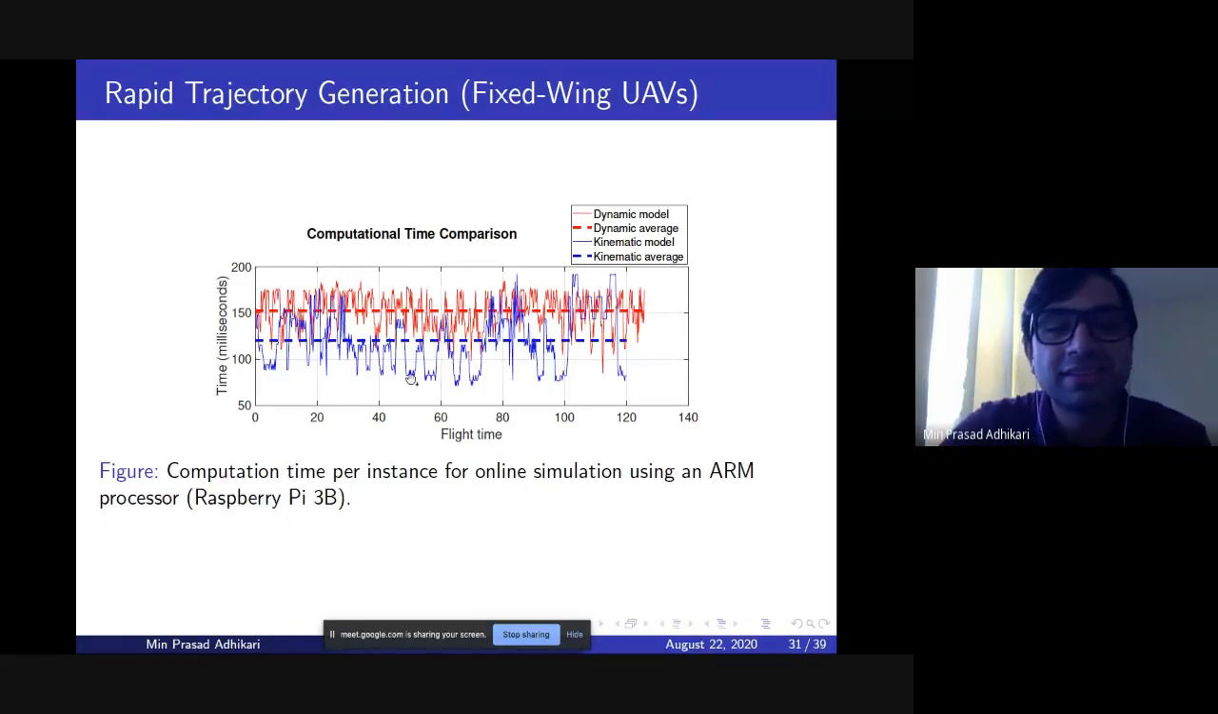So this is the solution time comparison between the dynamic and kinematic model. You might see it is a little bit higher in the dynamic model. The difference is that the solution time earlier was computed in MATLAB on my laptop, in double precision, and this one is in single precision on the ARM processor.